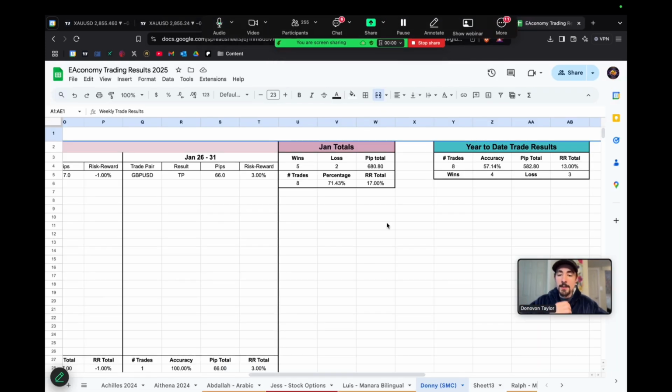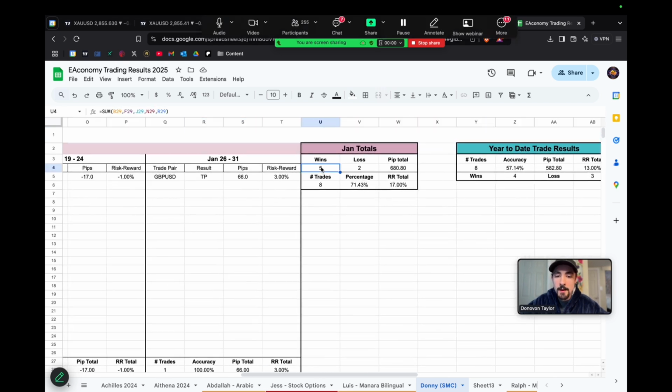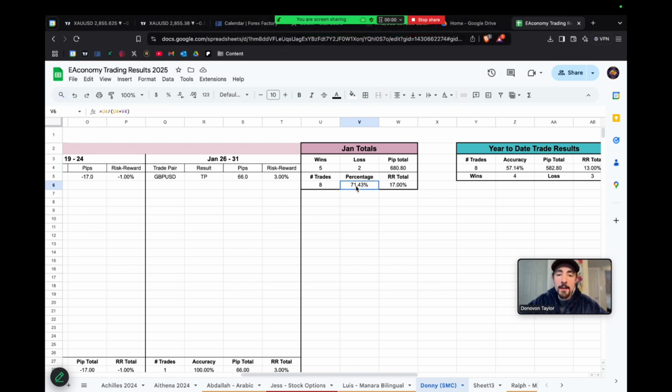So for those of you that don't know, we track everything that we do with trade ideas in Economy. So this is my spreadsheet. In the month of January, we had 5 wins, 2 losses, and 1 break even. Okay. Now we had a 71% win rate, which is great. But the R total was 17R.